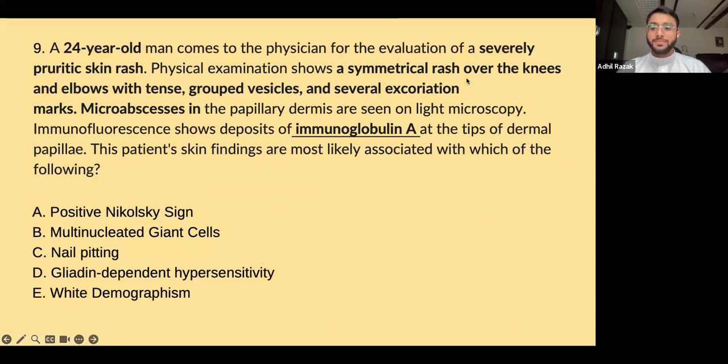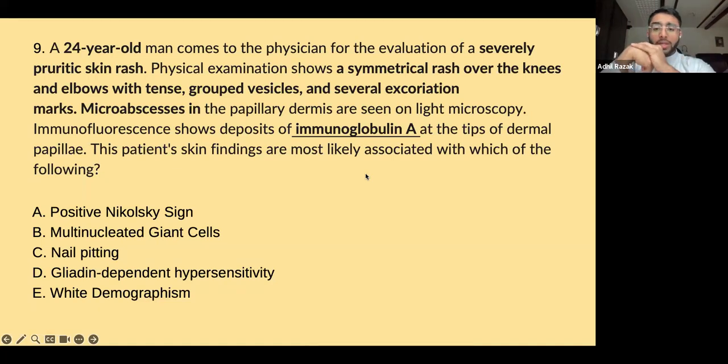All right. Now we have a 24-year-old woman who's younger, and she's here for a severely pruritic skin rash. Physical examination shows a symmetric rash, both sides, over the knees, the elbows, with tense grouped vesicles with severe excoriation marks. Excoriation marks pretty much mean that they are itching marks. There are microabscesses in the papillary dermis, and you can see that on light microscopy. Immunofluorescence shows deposition of IgA at the tip of the dermal papillae. This is a very big giveaway of what the condition is.